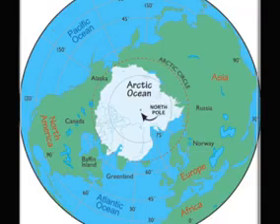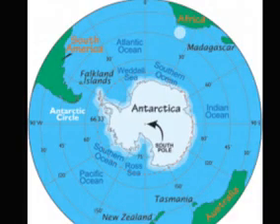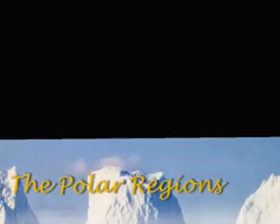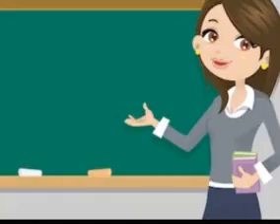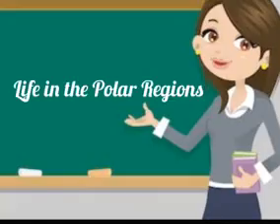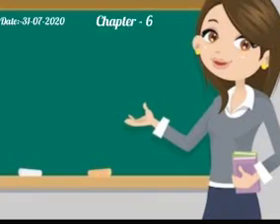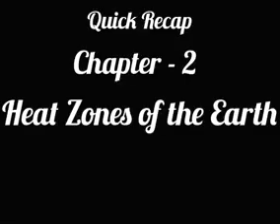The regions lying in the northern and southern frigid zones are also known as the polar regions. So today, to understand the life in the polar regions, we will study our chapter number 6, Polar Regions. So, a quick recap from chapter number 2, Heat Zones of the Earth.